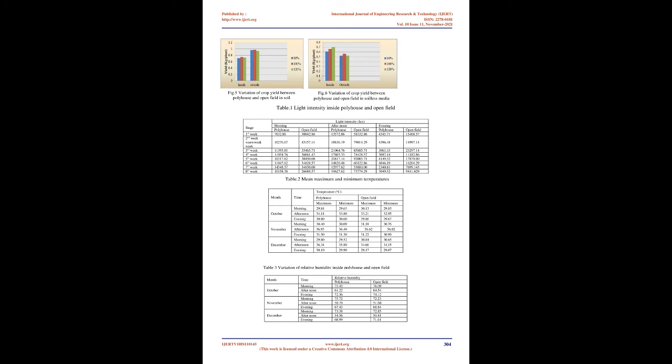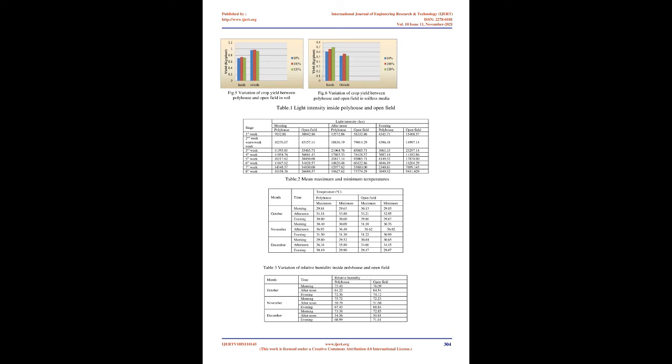In soil, it is observed that the yield of okra was more in open field as compared to polyhouse. But in case of soilless media, the yield was more in polyhouse as compared to open field. The maximum yield was observed for 100% of fertilizer recommendation.